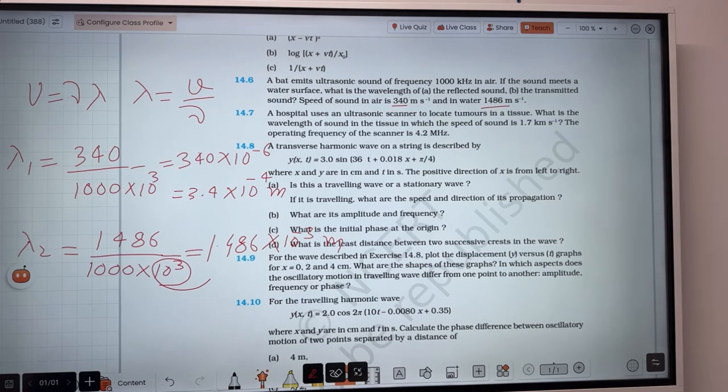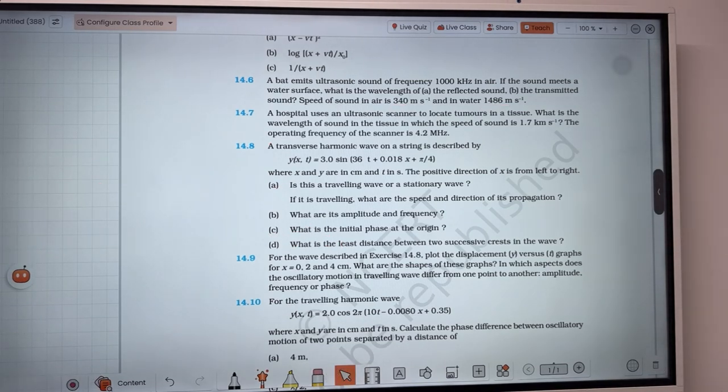Now we are going to consider the next question. The next question says a hospital uses an ultrasonic scanner to locate tumors in tissue. What is the wavelength of sound in tissue in which the speed of sound is 1.7 kilometer per second? The operating frequency of the scanner is 4.2 million hertz. So the question is simple. Again, we have to find out wavelength.